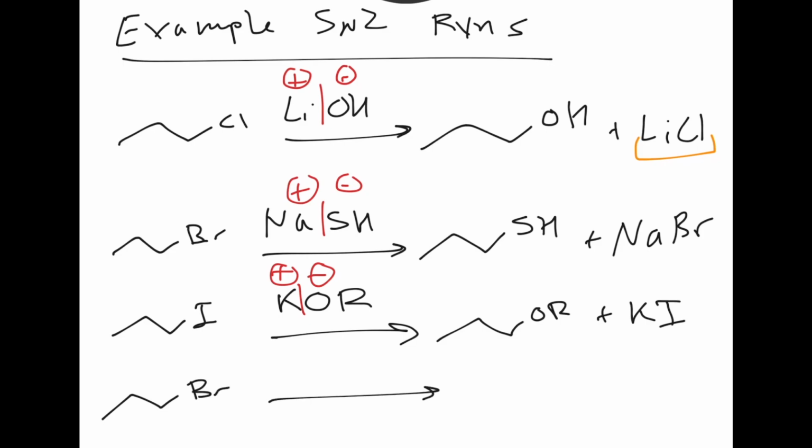Again, if I can do it with oxygen, I can probably do it with sulfur. So I can have sulfur with some carbon chain on it, same deal, plus, minus, sulfur displaces the bromine, plus lithium bromide. You can do this with amines, right? Amines can be your nucleophiles.